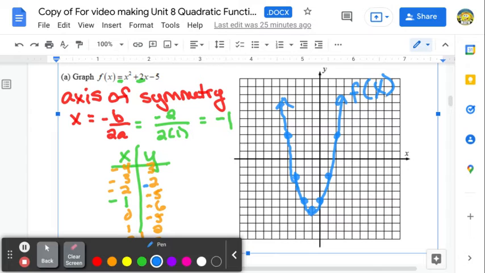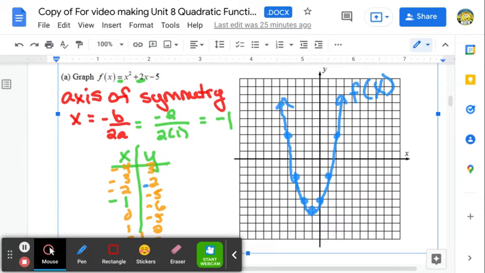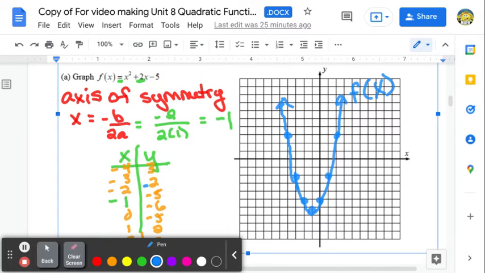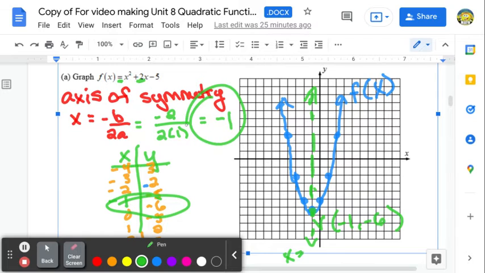Now I wanted you to label the vertex, axis of symmetry, so we'll start with those. Here's our vertex. Your vertex is the middle of your table. I'm just going to say a V for vertex, negative 1, negative 6. Our axis of symmetry is a vertical line, kind of sprouts up from the vertex right here. And that we're going to label always x equals, and remember, we figured that one out at the beginning, x equals negative 1.